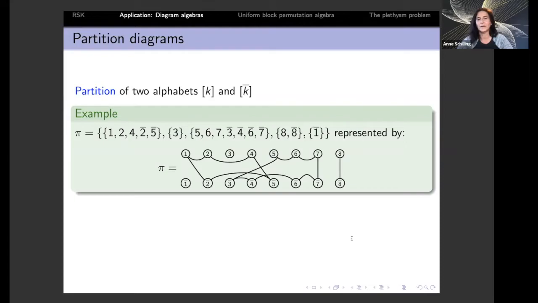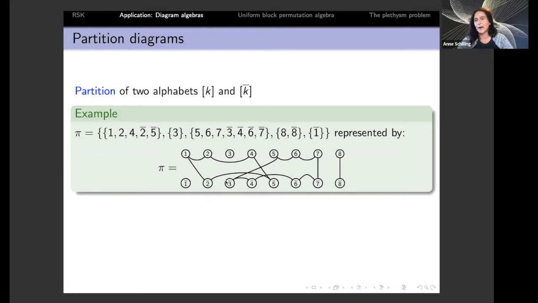So here is an example. Here my k is equal to 8. So I have the numbers from 1 up to 8 and 1 bar up to 8 bar. And I have now 1, 2, 4, 2 bar, 5 bar in a block, 3 in a block, 5, 6, 7, 3 bar, 4 bar, 6 bar, 7 bar in a block, and so on. And you can represent this in terms of a diagram where I write my unbarred letters in the top row and the barred letters in the bottom row. If numbers are in the same block, they will be connected in this diagram.